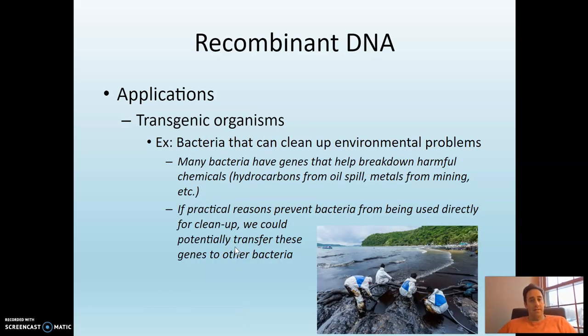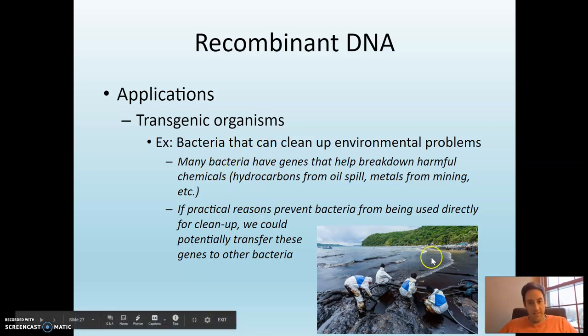We can make bacteria to clean up environmental problems. So there are bacteria that have genes that help break down harmful chemicals like oil spill stuff or metals from mining. And those bacteria aren't always in the place in the world where we want them. So we can take the genes from those bacteria and then put them in bacteria that are native to an area of an oil spill.